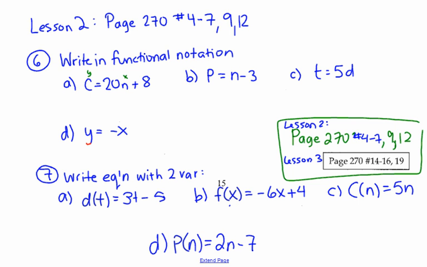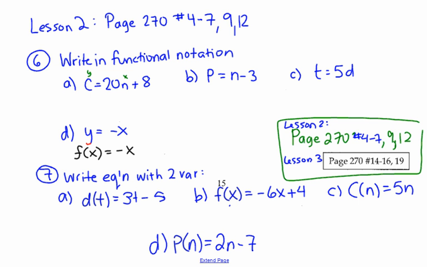So it says write in functional notation. So I need to talk to you about how to do this. When we have a y equals equation, it's very easy to write into functional notation because instead of writing y, what do we write? f of x. So D I would write as f of x equals negative x. I just replaced the y with f of x. That's it. Okay, changing it to functional notation.